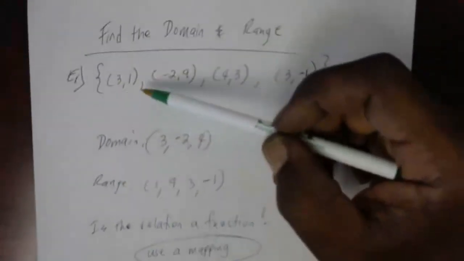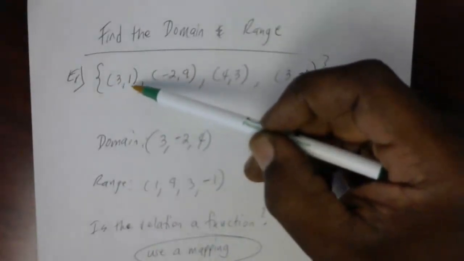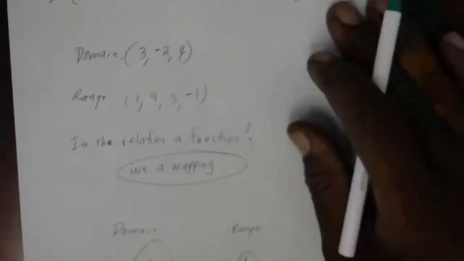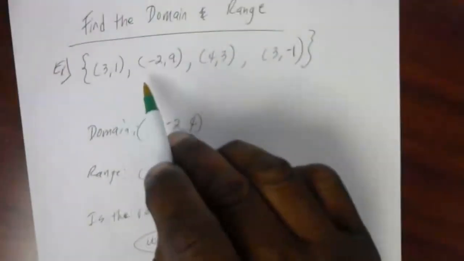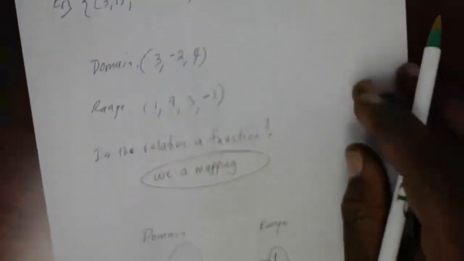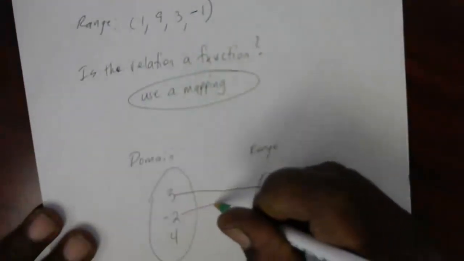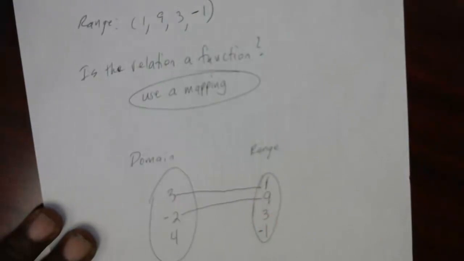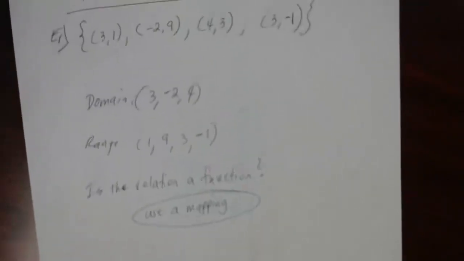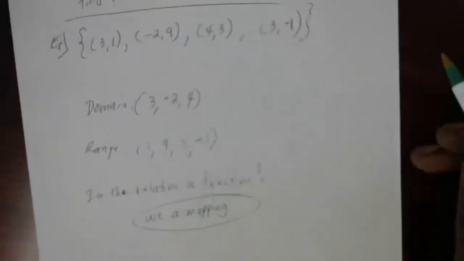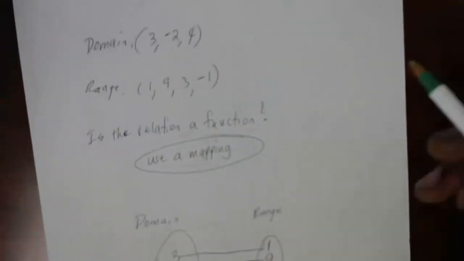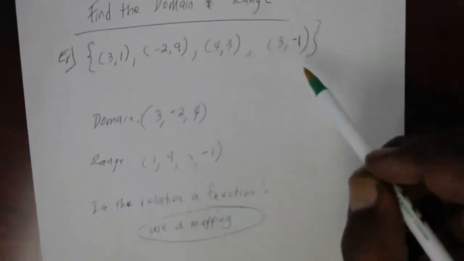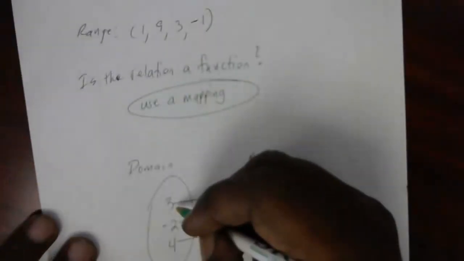So if we look back at our ordered pairs, 3 maps to 1. So I'm simply going to map 3 to 1 with a line. -2 maps to 9. Right, so I'm going to map -2 to 9. 4 maps to 3. And 3 maps to -1.